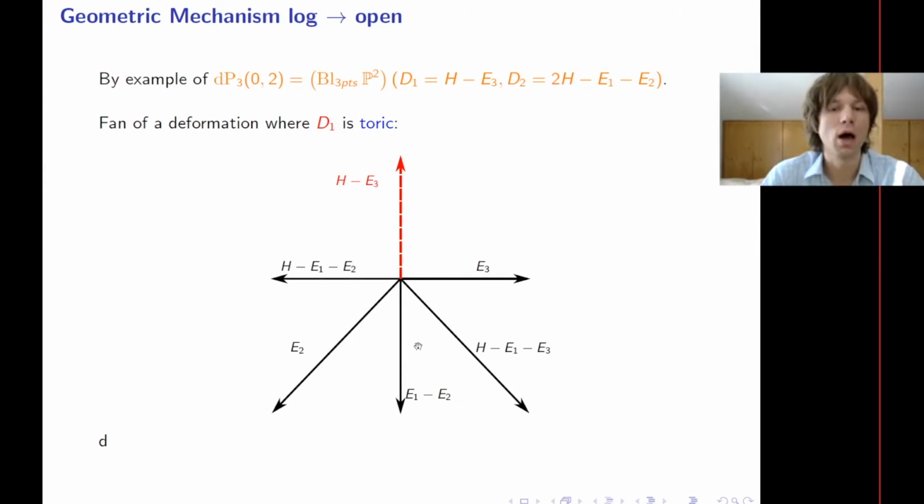However, we do this non-generically. We blow up a point at the intersection of these 2 divisors. This creates this -2 curve here, but it's all good. And because we did this now, H minus E3 is a toric divisor. Okay.